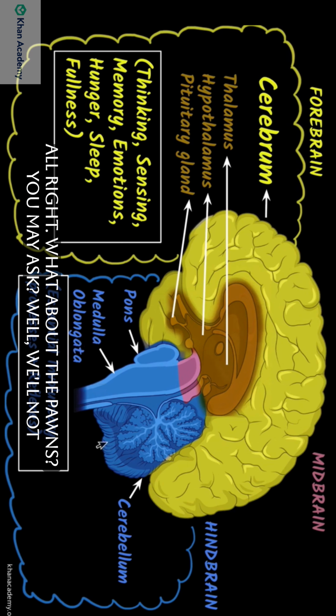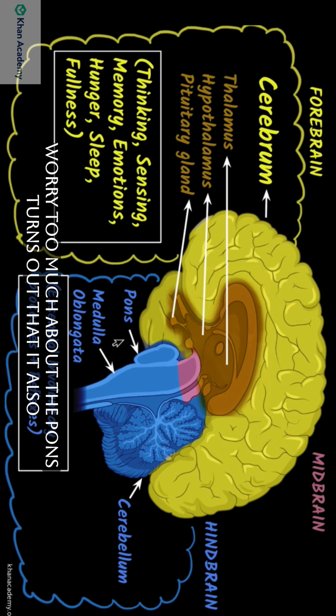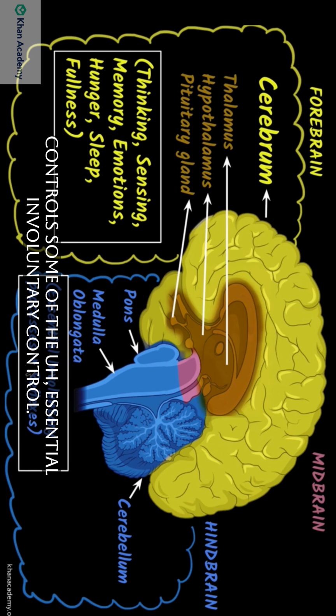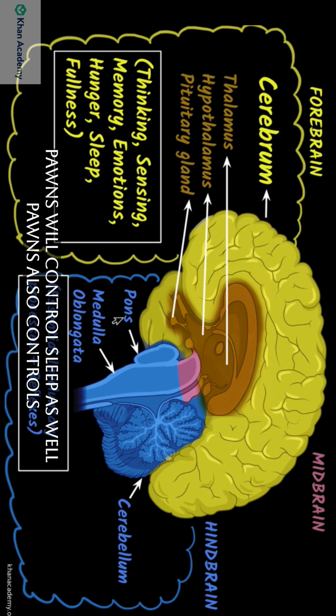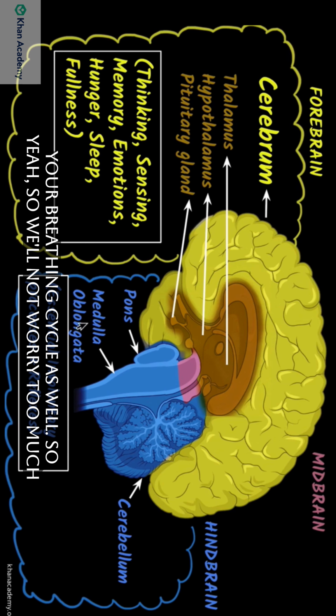All right. What about the pons, you may ask? Well, we'll not worry too much about the pons. Turns out that it also controls some of the essential involuntary control. So there's an overlap of functions. For example, the pons will control sleep as well. The pons also controls your breathing cycle as well. So we'll not worry too much about it.